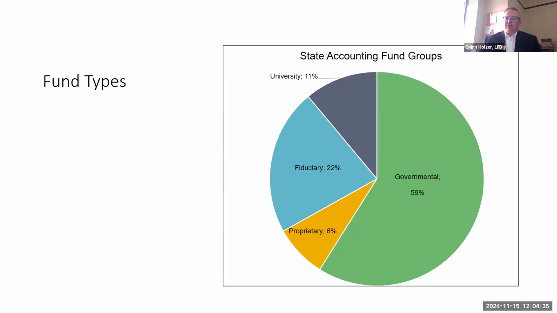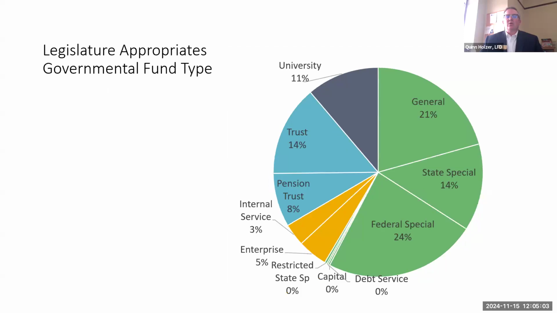These are not hard and fast percentages, but this gives you a general idea of the scope and size of some different sources of the accounting groups here. Governmental funds are just about 60% here, proprietary 8%, fiduciary 22%, university funds at 11%. Again, we're going to talk about these as we go forward. And again, these are not hard and fast percentages, not going to be true every session, but it gives you an idea of the scope of where these funds lie.